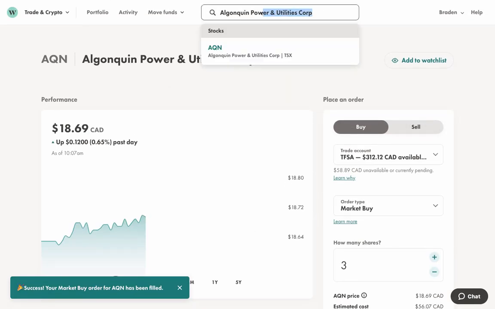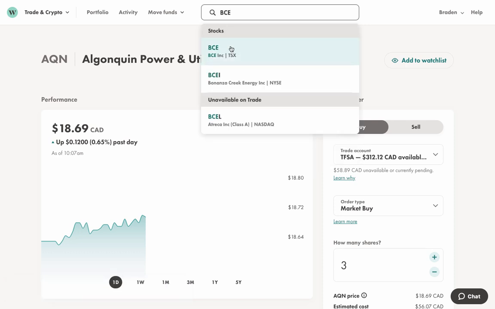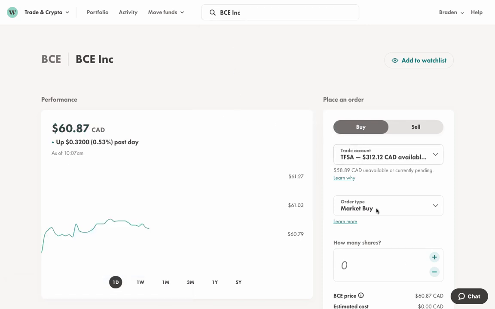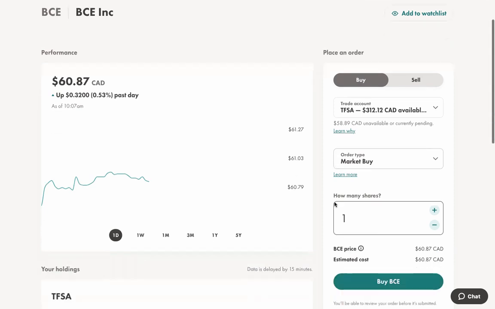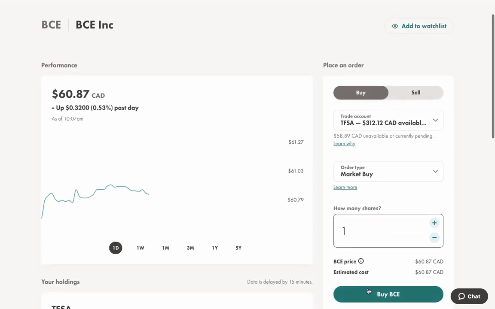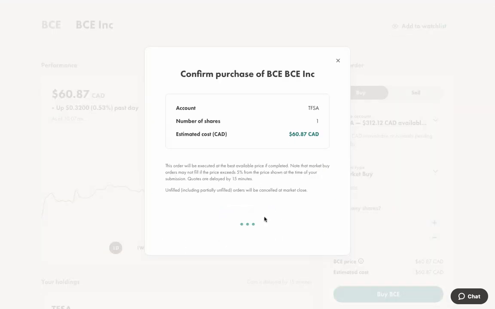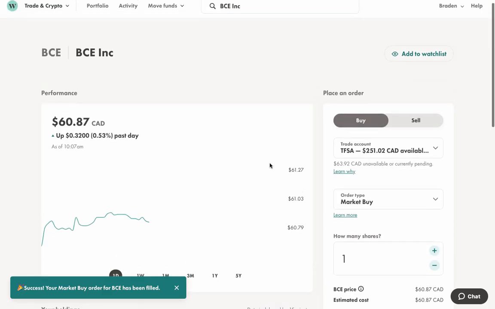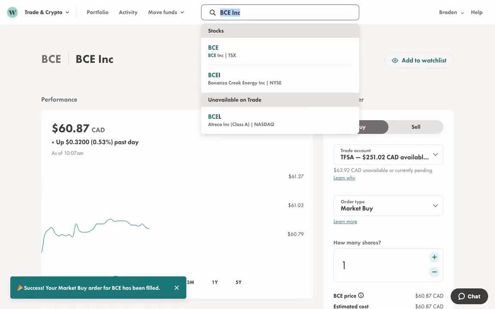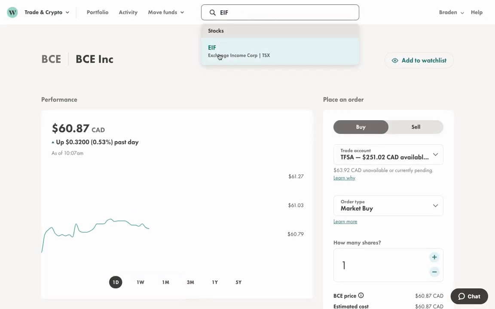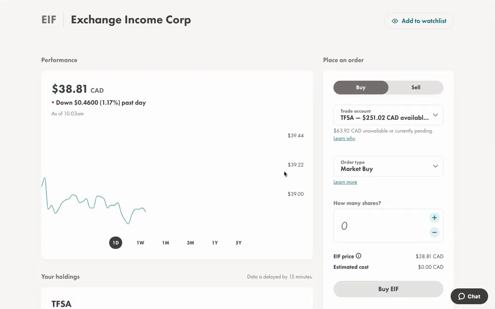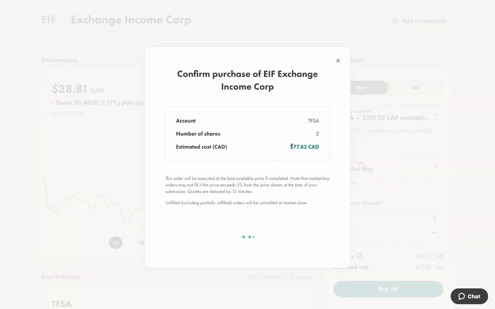Okay, so the next one that I was looking at was Bell. That's BCE. That's these guys. I just want to take one of them. They're a bit more expensive. They're $60 each, and that's fine. So we'll take one at a market buy, place that order, hit done. And then also we were looking here at EIF, Exchange Income Corporation. These guys, about $40 each, so I want to take two. That's going to put us at around 77.